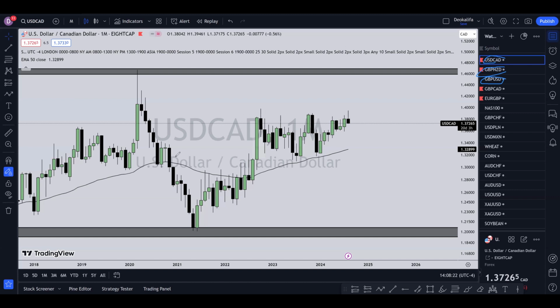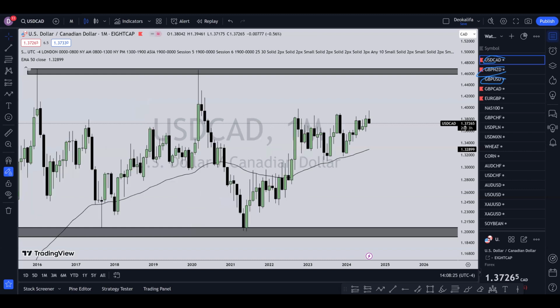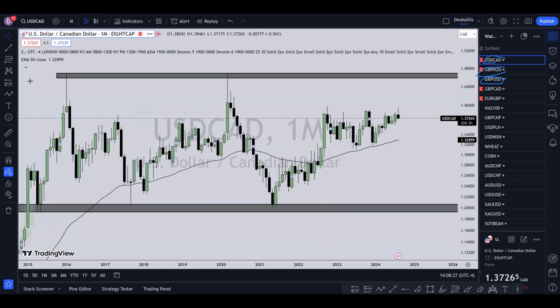So the first pair that we're going to analyze is USD CAD, and as you can see, I marked my monthly upper resistance and lower support. As you can see, it's ranging, and we are currently in this range. So we made contact with the upper zone here, and I think that we might make contact with the lower zone before maybe breaking either way. So on the monthly time frame, that's what we can see.